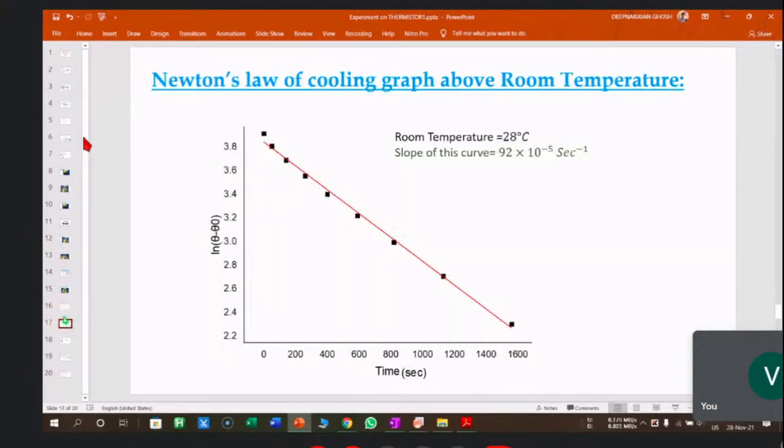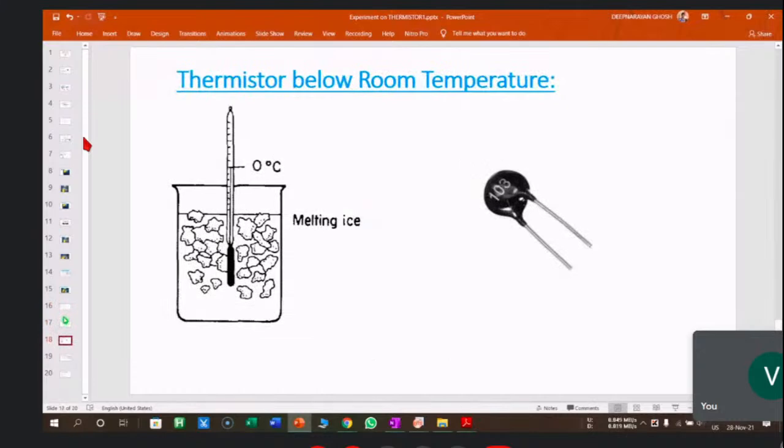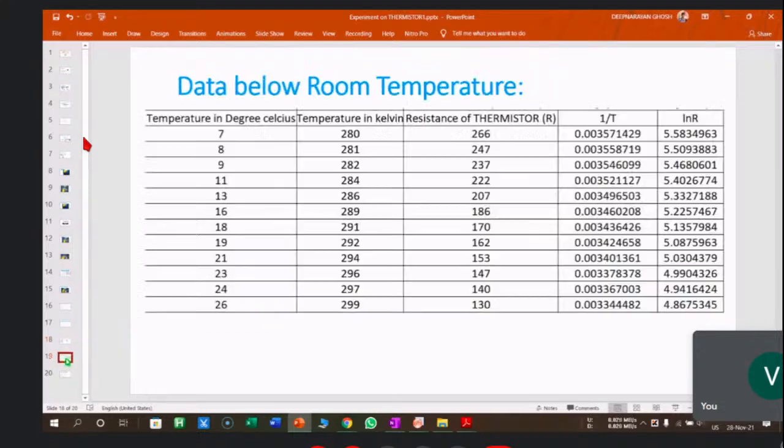After that I have done this experiment below room temperature. To do the below room temperature experiment, I used some ice and put a thermistor and thermometer into the ice bath. After the ice melts, the temperature starts increasing up to room temperature. While the temperature was increasing, I took the temperature versus resistance data.